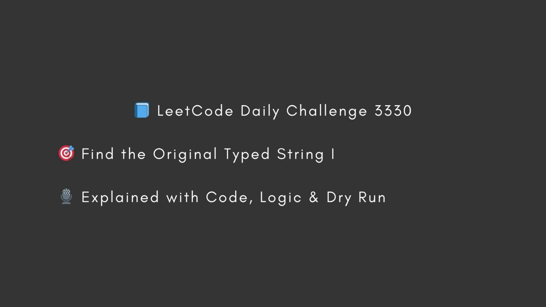Today, we're solving LeetCode Daily Challenge 3330, titled Find the Original Typed String 1. We'll go through the problem statement, the intuition behind solving it, the actual code, a dry run, and of course, the time and space complexity. So let's dive right in.